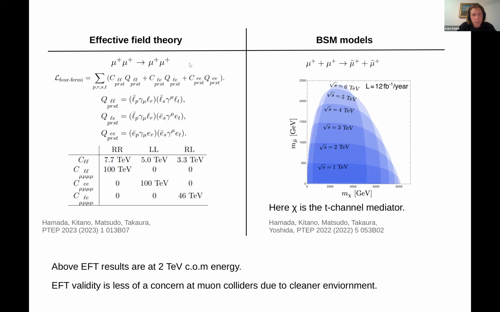And for the effective field theory case, as an example here is shown the elastic scattering mu plus back into mu plus, which is of course a standard model process, but you could look for deviations from the standard model cross section. And in this, you would be able to constrain the operator scales to around 100 TeV when the experiment is running at 2 TeV center of mass energy.